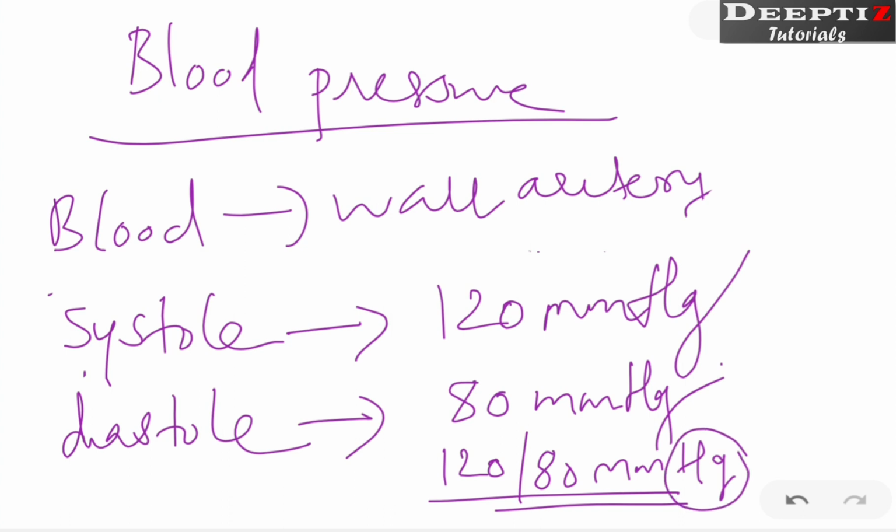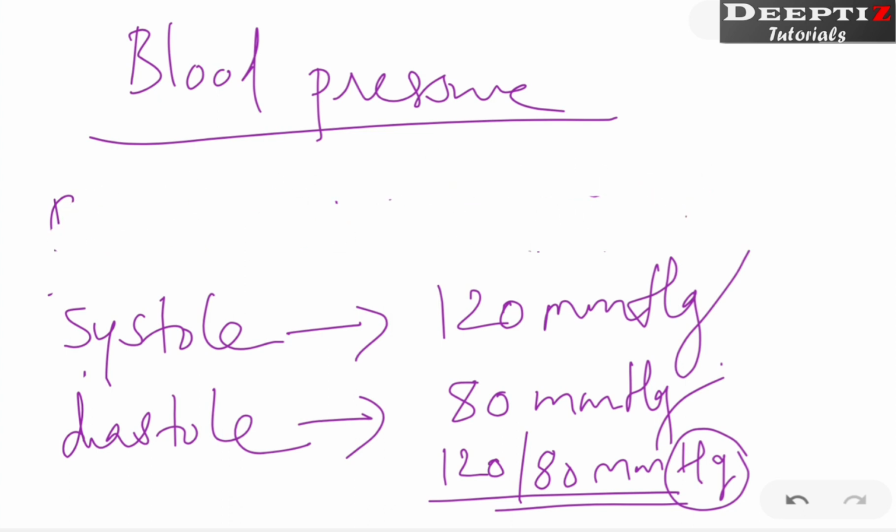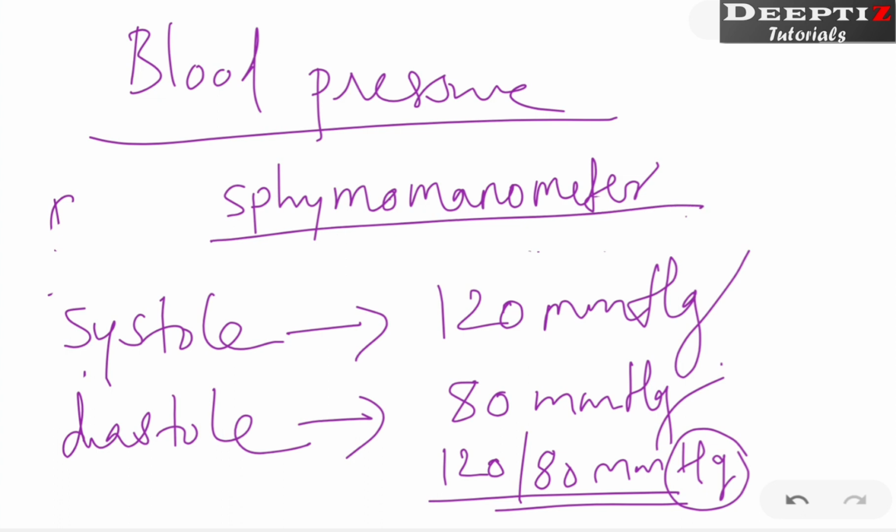Now why this mercury and all? You know that pressure machine, right? Which machine do we use to detect the blood pressure? That is the sphygmomanometer. So what is a sphygmomanometer? I hope you have studied all this in your junior class. This is an instrument used to measure blood pressure.